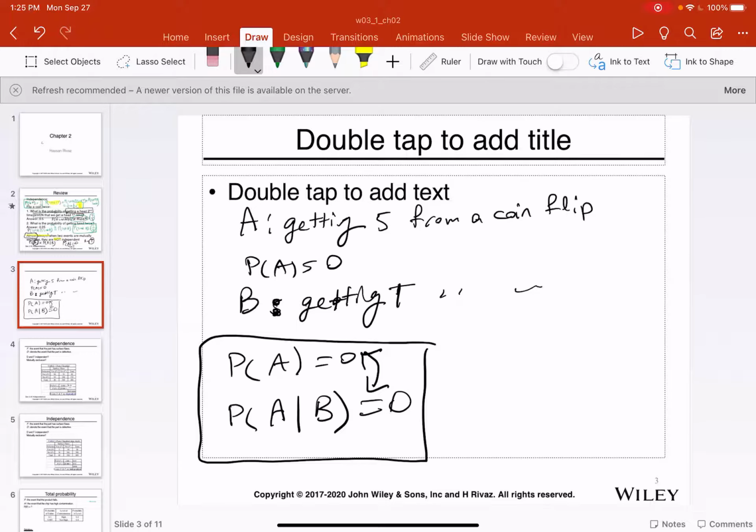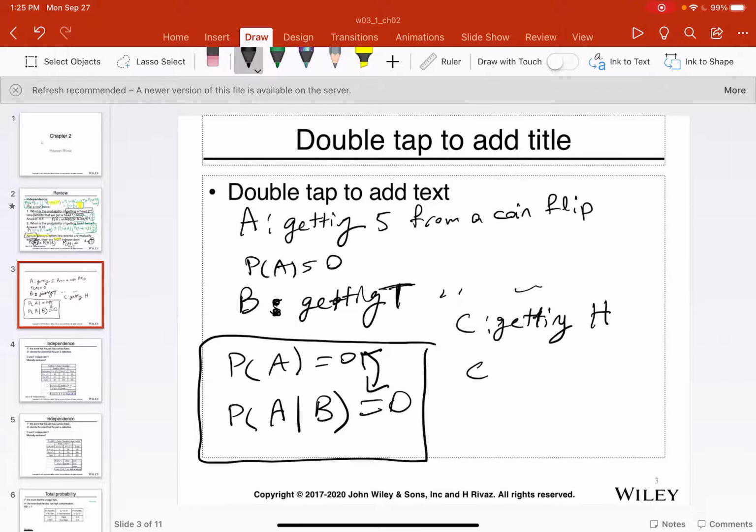Yes, if we said event A is getting a head and event B is getting a tail, both of them are mutually exclusive. So how are they dependent on each other? They are actually dependent on each other because if I define event C, sorry, event B was getting a tail, so I define event C as getting a head, right?